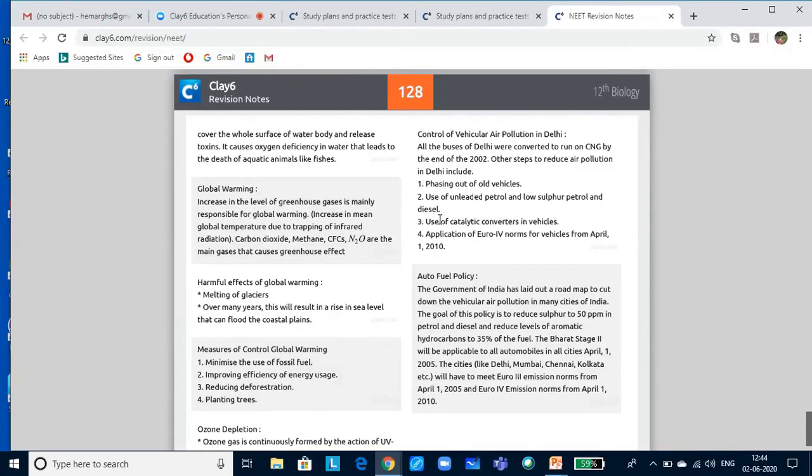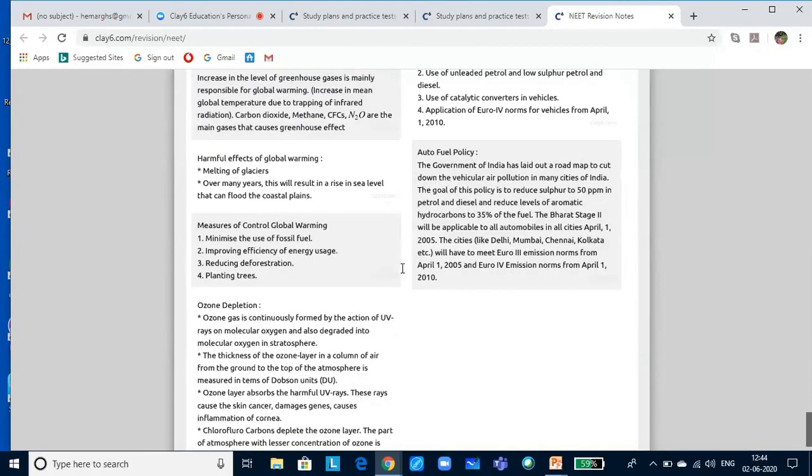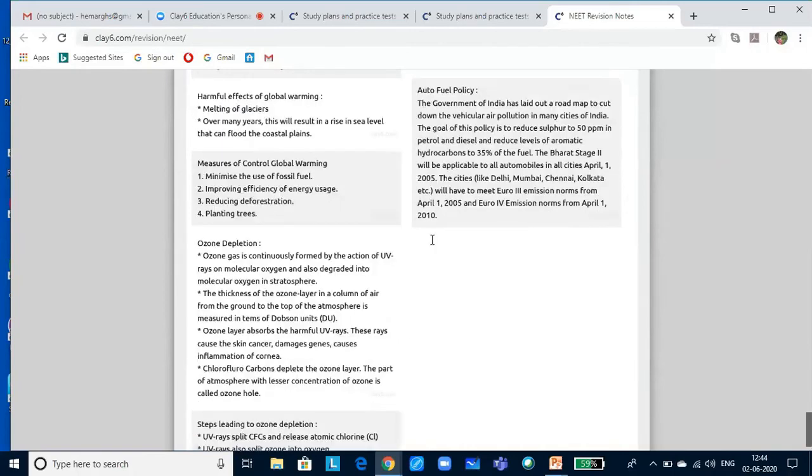So what are the harmful effects of global warming? Melting of glaciers. Over many years, this will result in a rise in sea level. So this was an ideal situation. We used to say glaciers will melt. Now the glaciers have already started melting, and so we will have to face a catastrophe in the near future. Now, what are the measures? Minimize the use of fossil fuels, improve efficiency of energy usage, reduce deforestation, and plant more trees.